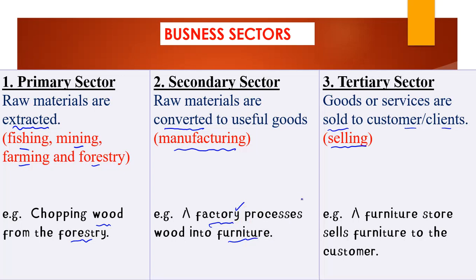So once the factory has completed the furniture, it then sells it to a furniture store. So the furniture store is going to sell it to the customer. Remember, we said the tertiary sector has to do with selling. So the furniture store is in the tertiary sector because it will sell the furniture to the customer.